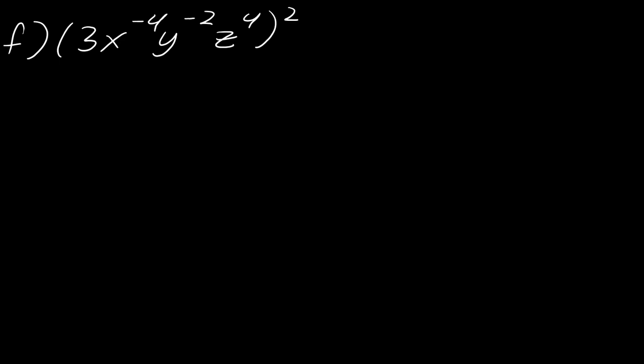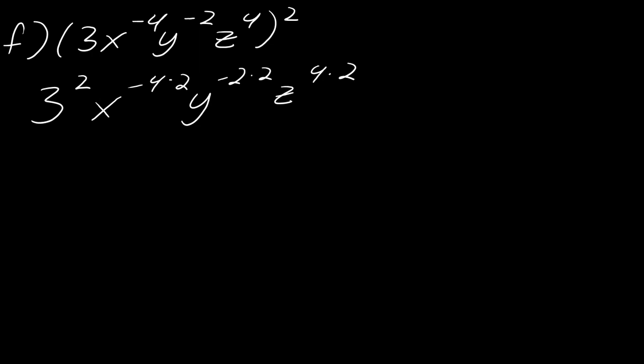Okay, so for this one, I actually talked about this one also in my lesson video. I really need to take this 2 and just distribute it across the whole problem. So what does that look like? This is like 3 squared, x to the negative fourth times 2, y to the negative second times 2, and then z to the fourth times 2.